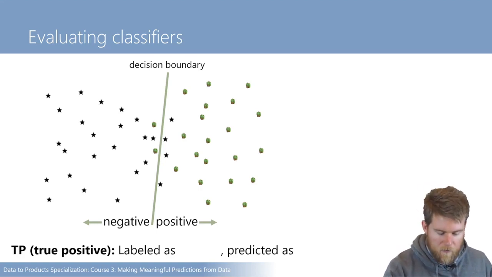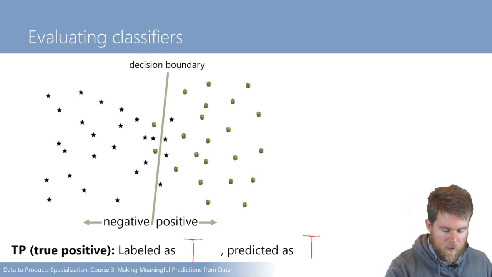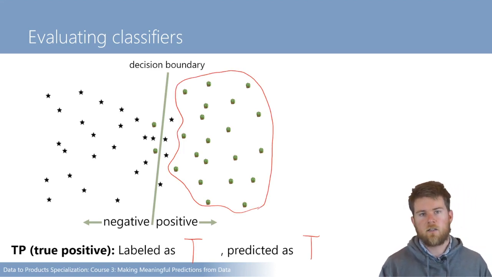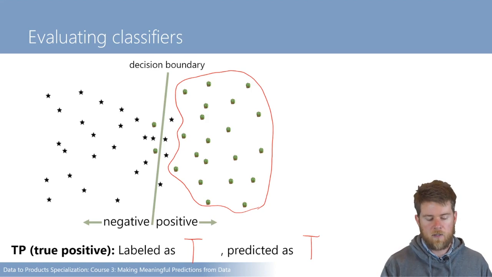Okay, so we're saying things that are labeled as true that we also predicted as being true. Or it would be this set of data points here. They are on the positive side of our classifier, so we predicted they would be positive, and they also have a positive label.